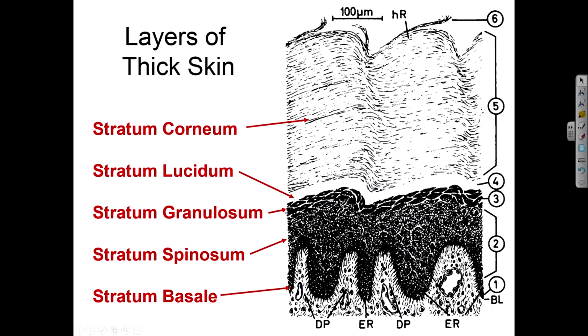Then above the granulosum we have a dead cell layer which appears somewhat clear, which we call the stratum lucidum, only present in thick skin. And then above that we have the stratum corneum, which consists of the dead squames of cells on the surface of the skin. And the stratum corneum is thicker in thick skin, thinner in thin skin. So there are the 5 layers of the epidermis. 5 of those layers are in thick skin. 4 of those layers are in thin skin.